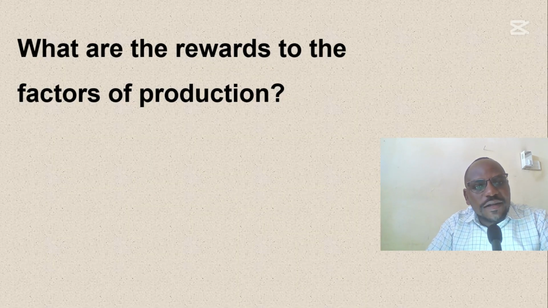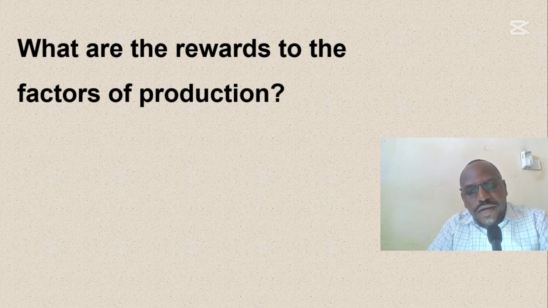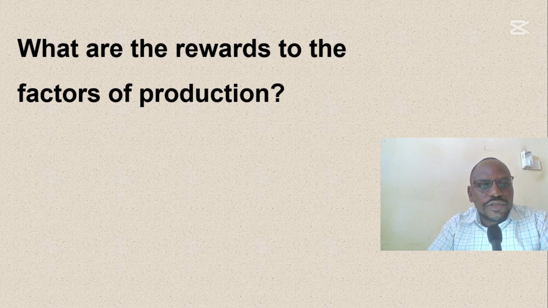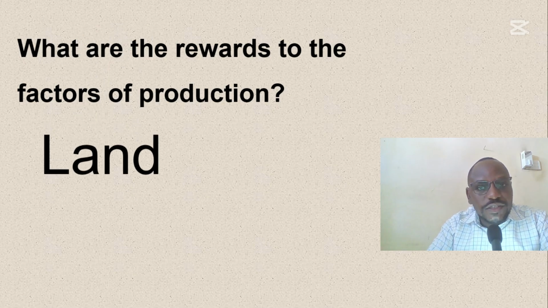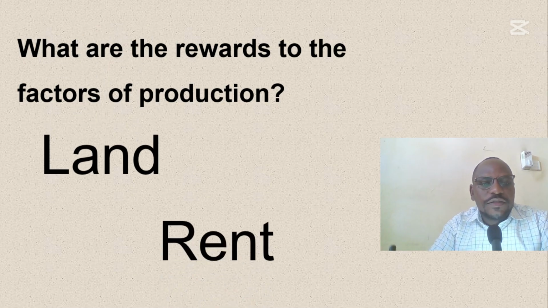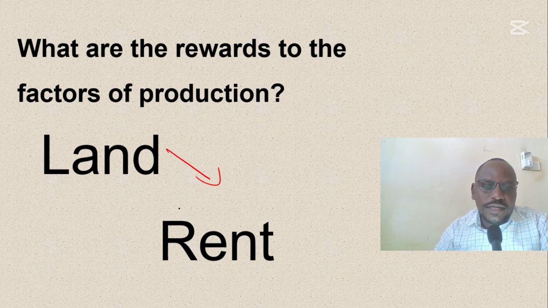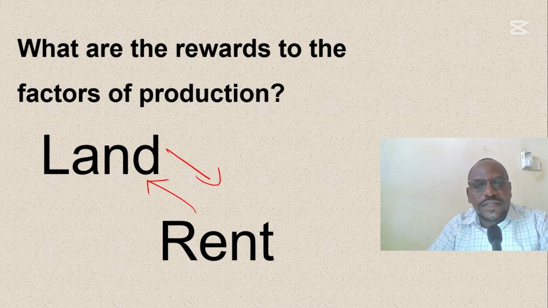So we ask ourselves, what are the rewards to the factors of production? If you're offering land, what do you expect in return? If you're offering your labor, what do you expect in return? If you are giving out your skills in entrepreneurship, what are you expecting to get back? When you invest your money in purchase of capital goods, what do you expect back? So the rewards to factors of production are easy. The first factor of production, which is land, is usually rewarded with rent. You give land, you are given rent. That is basic, very easy.